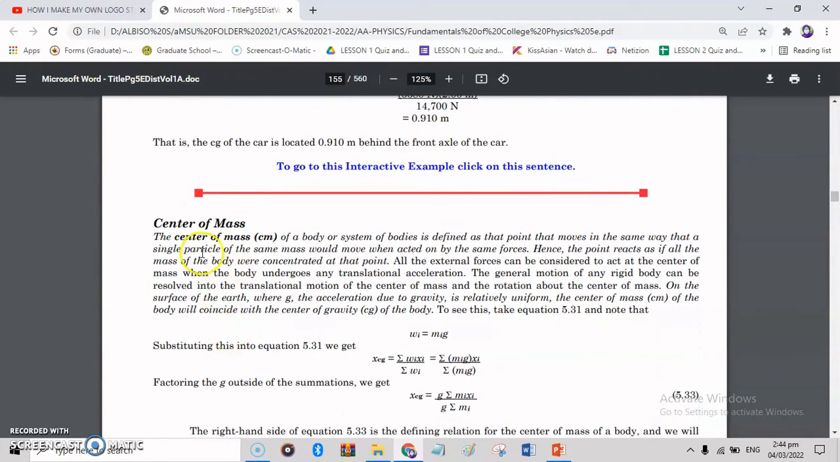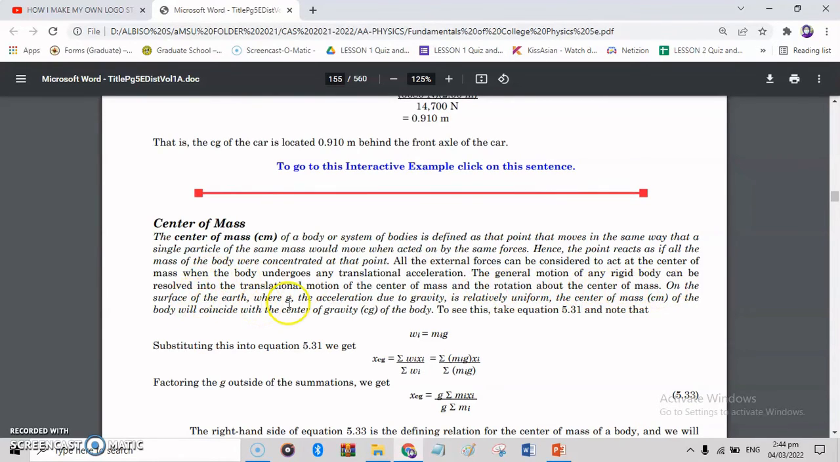Center of mass. The center of mass of a body or system of bodies is defined as that point that moves in the same way that a single particle of the same mass would move when acted on by the same forces. Hence, the point reacts as if all the mass of the body were concentrated at that point. All the external forces can be considered to act at the center of mass when the body undergoes any translational acceleration. The general motion of any rigid body can be resolved into a translational motion of the center of mass and the rotational about the center of mass.